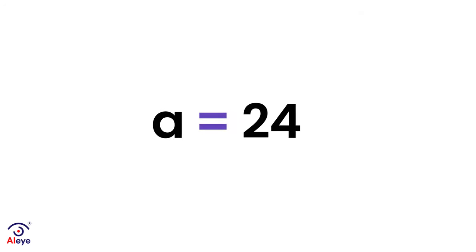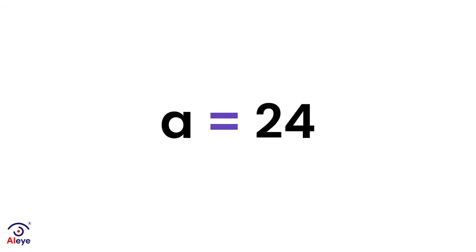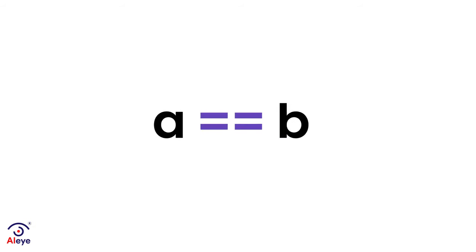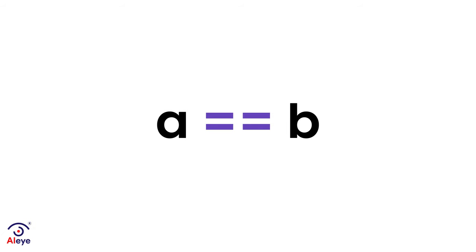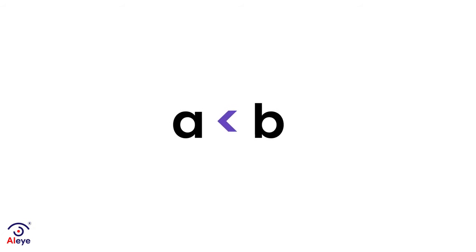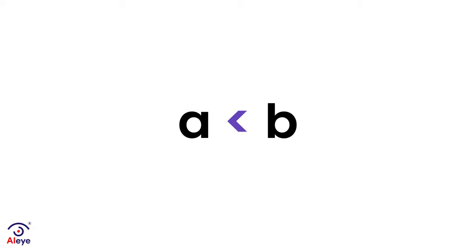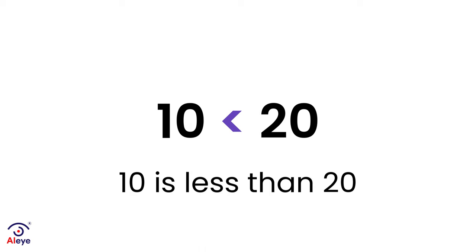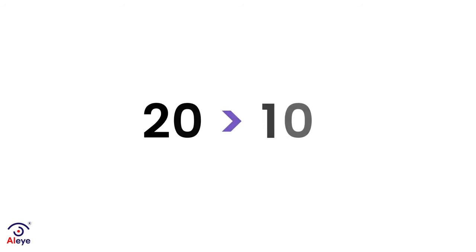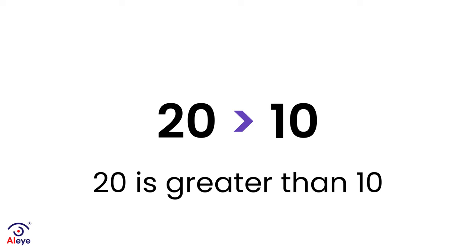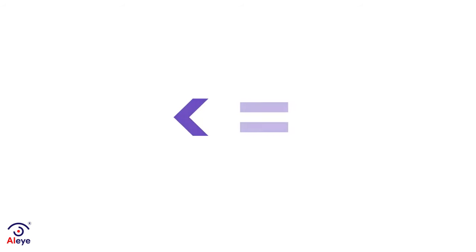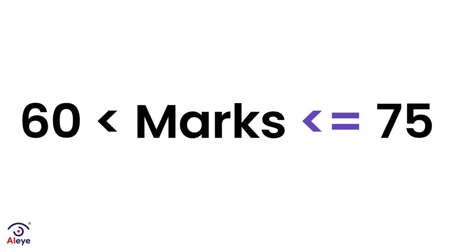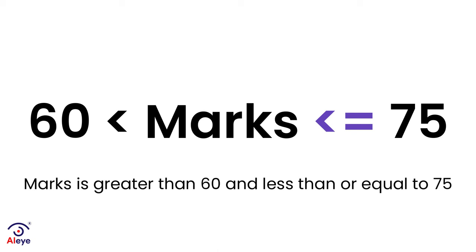Note that the operator equal is used to assign a value to a variable. The operator double equal is used to compare the values of two variables. The less than operator indicates that the value on the left is less than the value on the right. For example, 10 < 20 means 10 is less than 20. Alternately, 20 > 10 is read as 20 is greater than 10. The operator <= is read as less than or equal. For example, the condition on marks is read as marks is greater than 60 and less than or equal to 75.